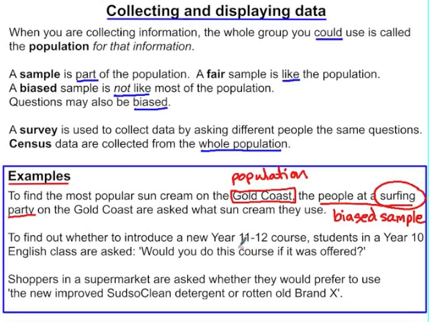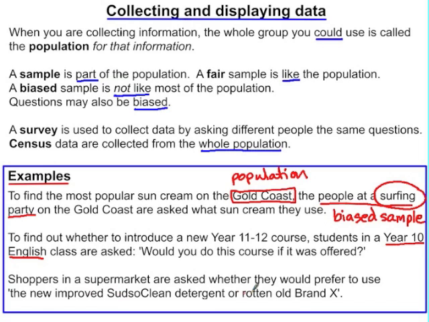Secondly, we want to find out whether to introduce a new Year 11 and 12 course, and so students in a Year 10 English class are asked, would you do this course if it was offered? Is this a biased sample? Well, in this case it depends on the class. If it's a school where students are streamed for English in Year 10, then this might be an extension class or it might be a mainstream class. But if it doesn't represent the entire year group, then it's a biased sample. If it's a mixed class of mixed gender and mixed ability, then that would be a fair sample.